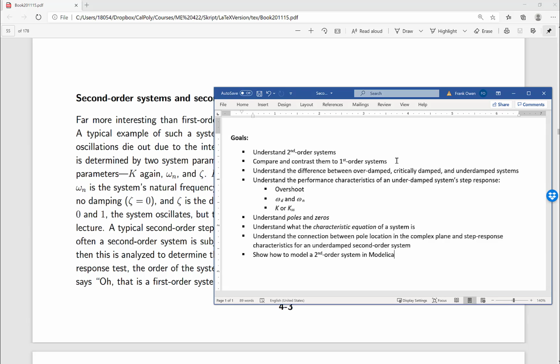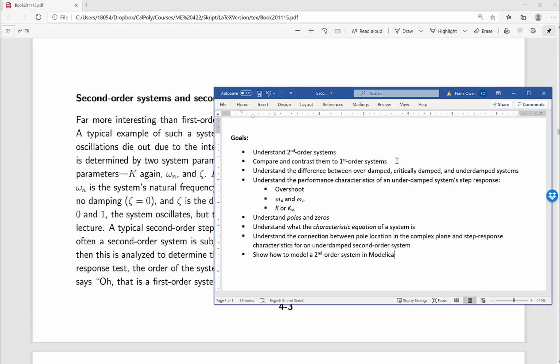then compare and contrast them to first order systems, which we've talked about already, or actually, I don't know whether I have a video on that or not yet, but I shall produce one if I don't. Then we need to understand the differences. There are actually three types of second order systems: an overdamped system, a critically damped system, and an underdamped system. So we'll see what those things are.